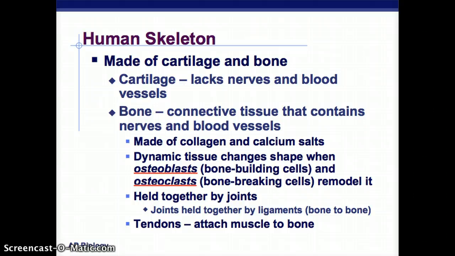Bones are held together by joints, like your shoulder joint is a ball and socket joint, you've got your knee joint, and joints are held together by ligaments. Ligaments attach bone to bone, and tendons attach muscle to bone. So ligaments, bone to bone, tendons, muscle to bone.